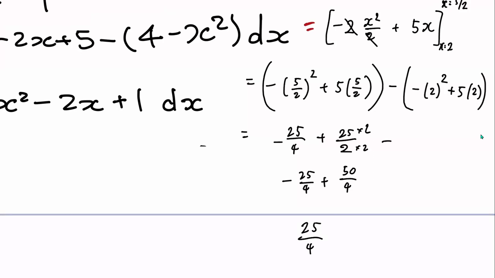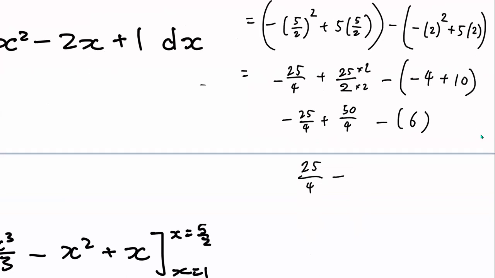Then we do the next one. Minus bracket, minus 2 squared is minus 4, 5 times 2 is 10, 10 minus 4 is 6. So minus 6. But 6 you can rewrite as times 4 top and bottom, 24 over 4. So 25 minus 24, you're left with 1 over 4.